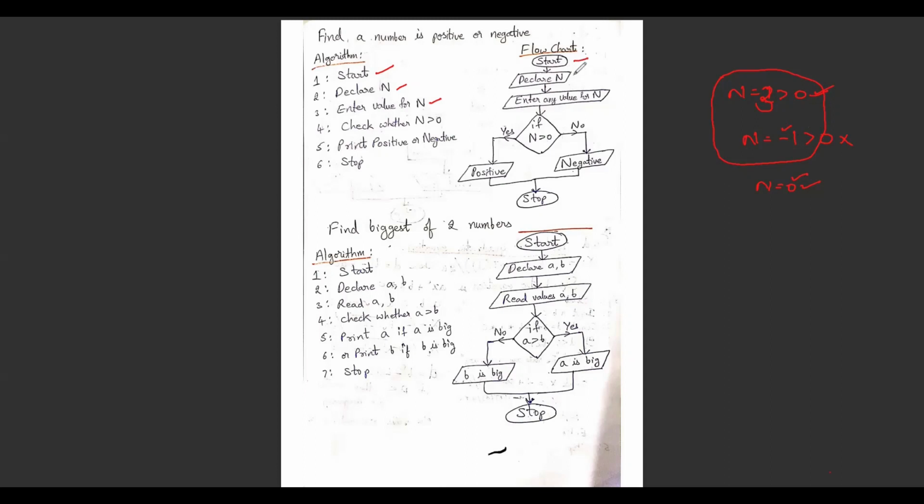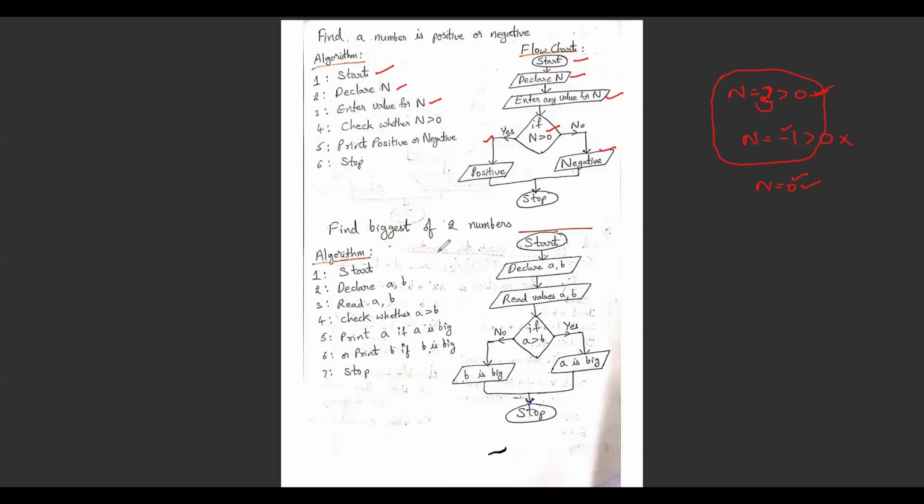So just see: start, you declare n, you enter the value for n, and you check the condition. If the number is greater than 0 and the answer is yes, you print positive. And if the answer is no, that is, it's not greater than 0, it's a negative number, then you print negative.